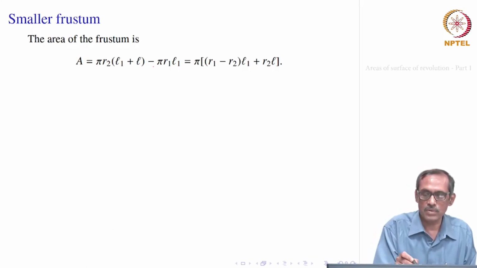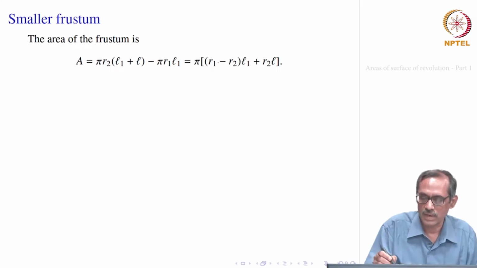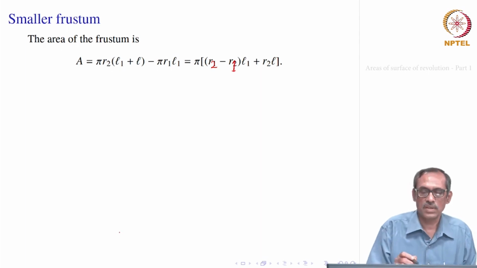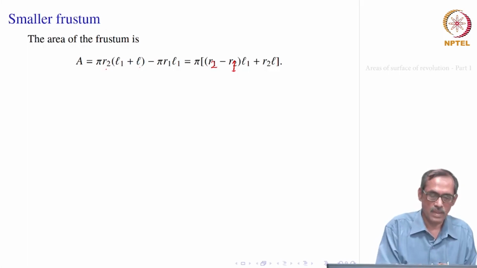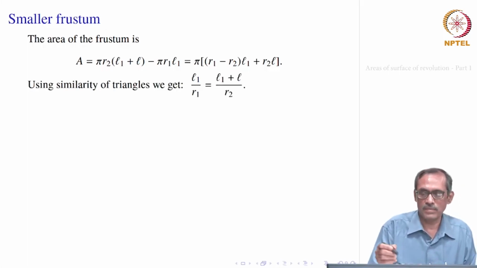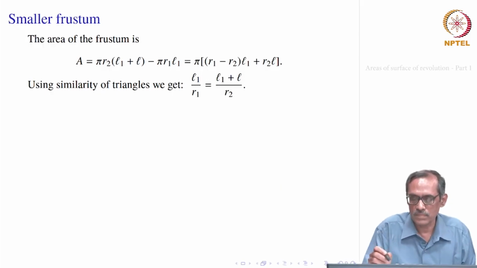So, it is R2, you take L1 common. So, it is R2 minus R1, right. It is pi times (R2 minus R1) times L1 plus R2 times L. That is how it looks. Okay. We have R1, we have R2, we have L1, we have L. So, we should be able to express this in terms of R1, R2 and L.